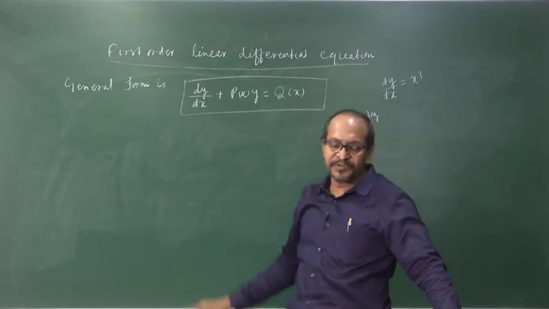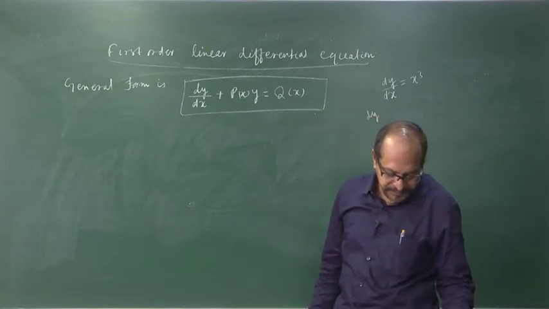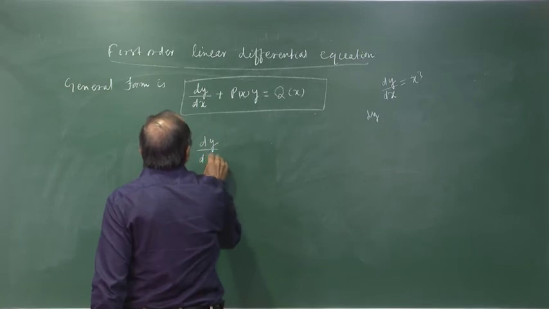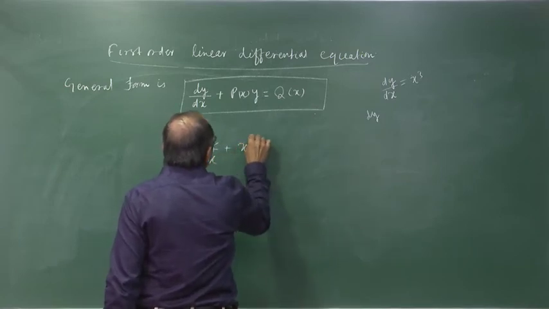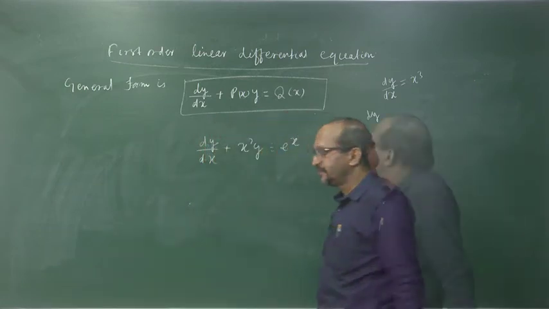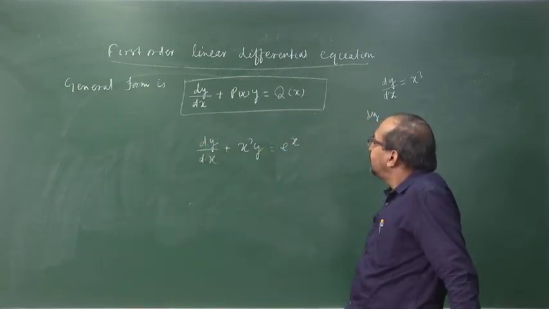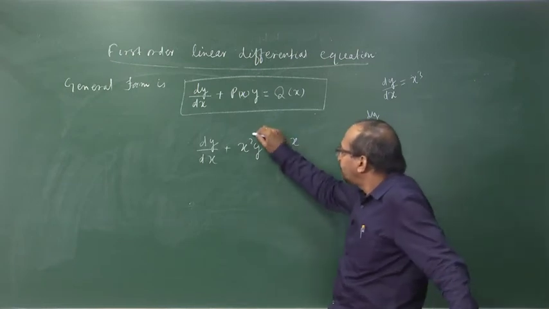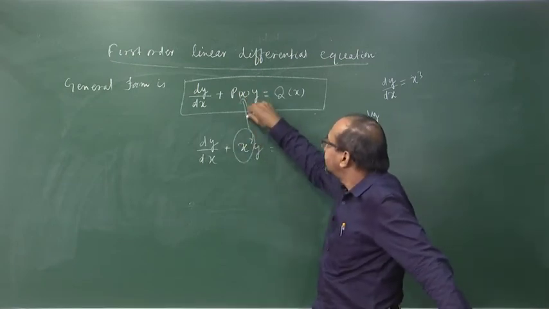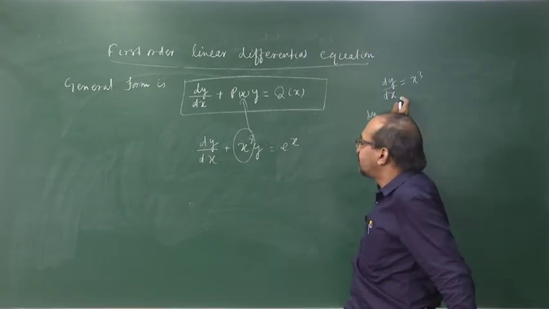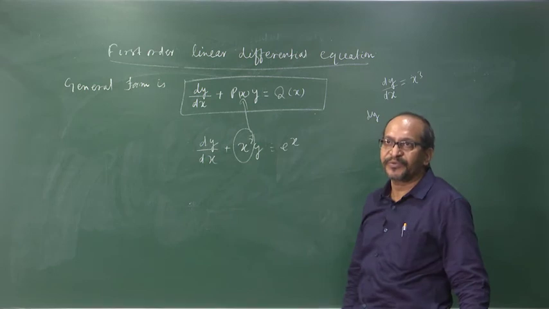Suppose I give an example, dy by dx plus x square into y is equal to e to the power x. Then this equation is again a first order linear differential equation, where our p of x is x square, right. In the earlier case p of x is 0, but here p of x is x square.